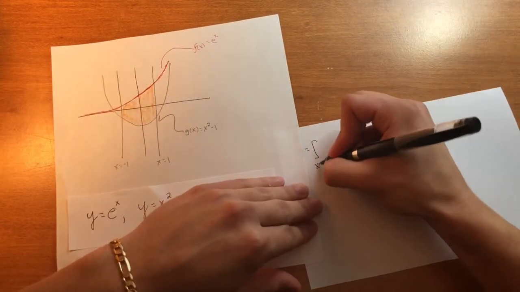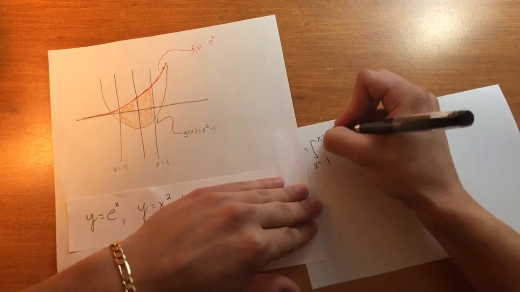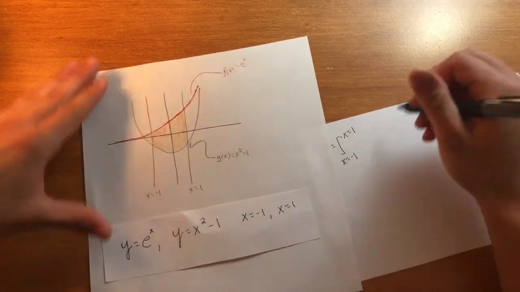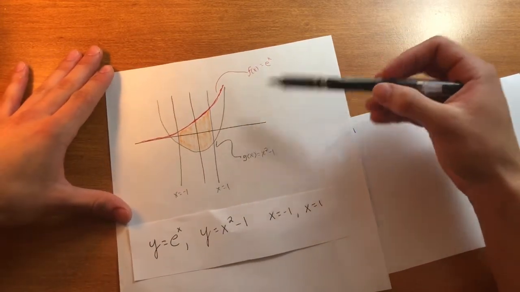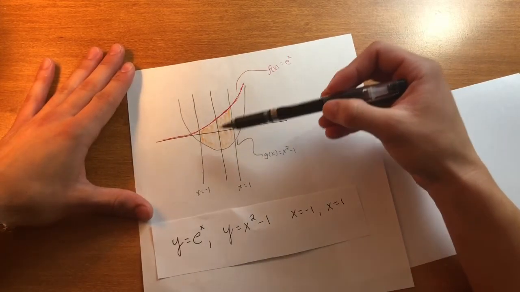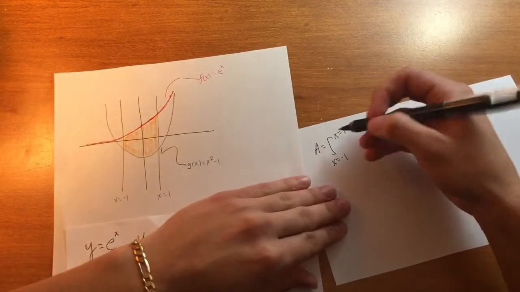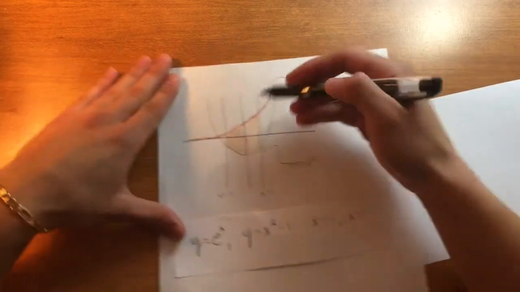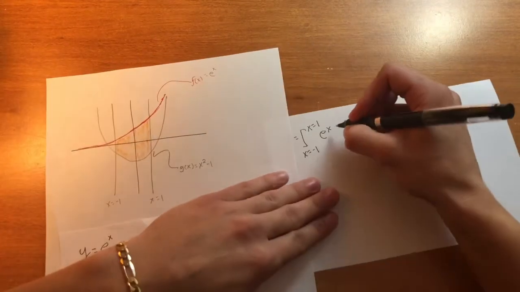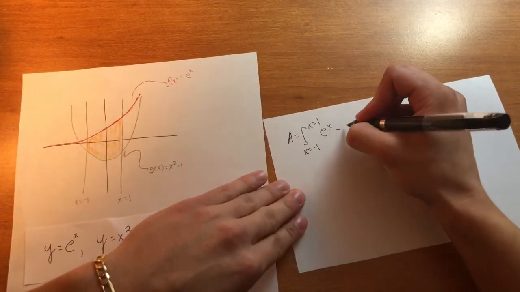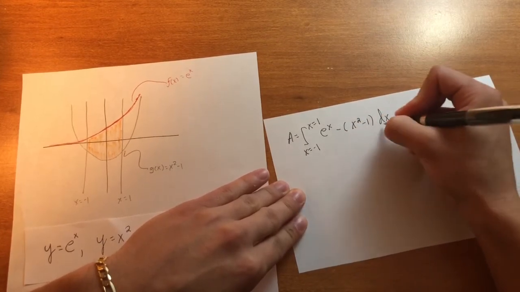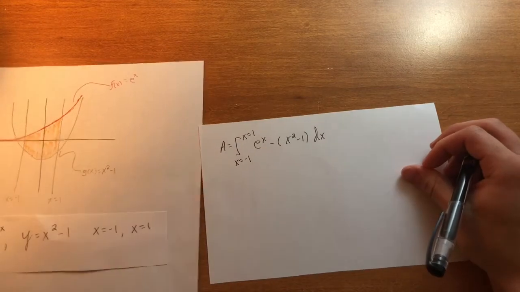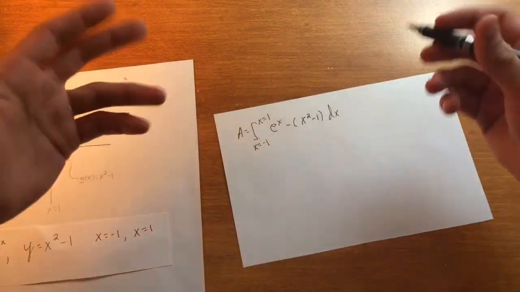So I say x equals -1 and x equals 1, and then within the integral I'm going to put the curves. So I'm going to do top minus bottom. What does that look like? The top curve is the red curve, e to the x, minus the bottom curve, which is x squared minus 1. And again, this is with respect to x. Great, so now I'm just going to solve this integral.